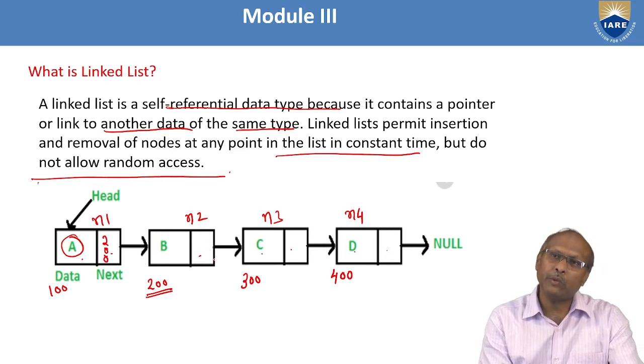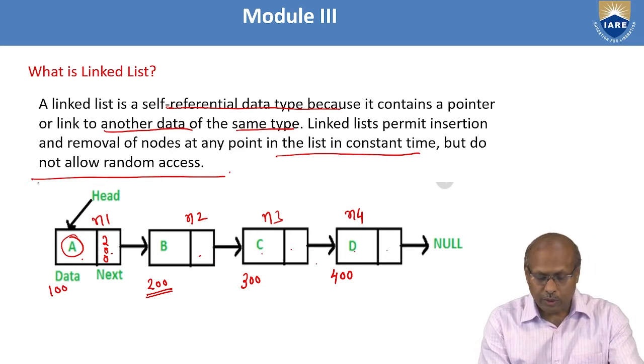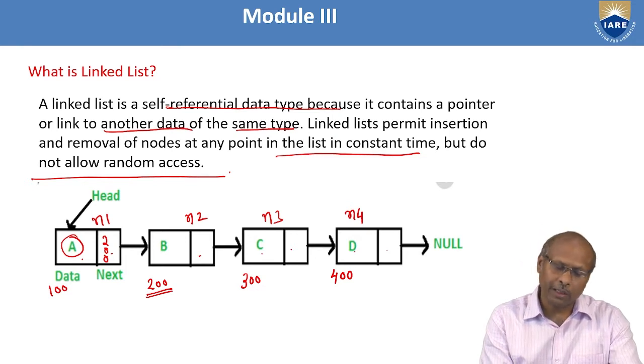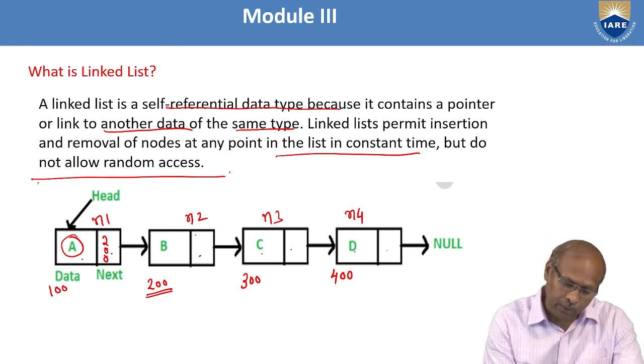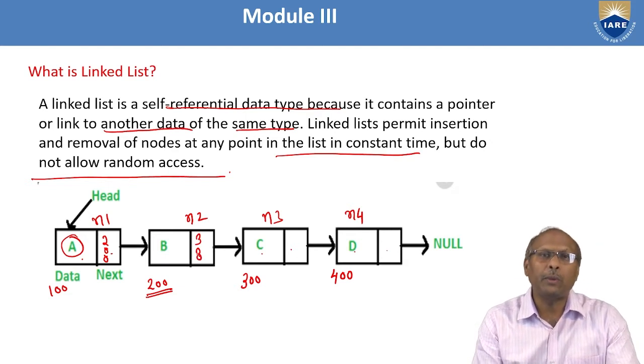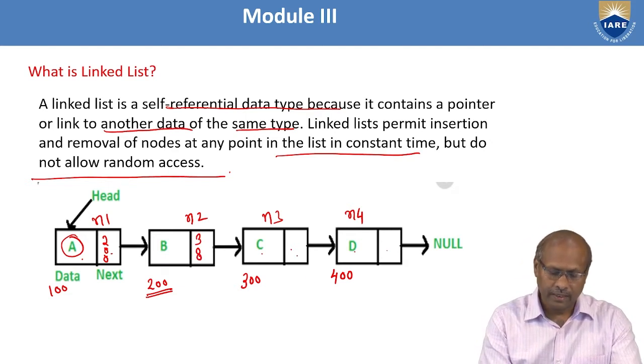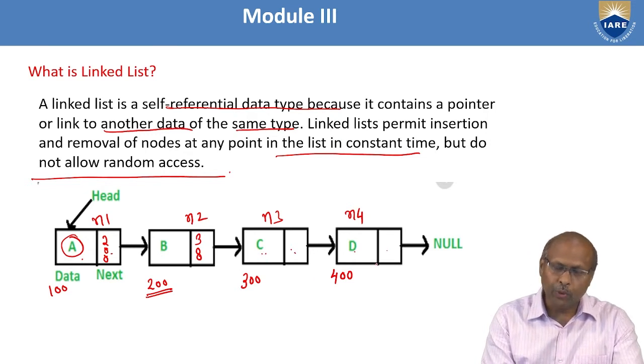Similarly, the second node is pointing to the third node. The address of the third node is 300, so the second node's next pointer will be pointing to 300. Every pointer will be storing the address of the next node. Similarly, this is the third node, where the value is C, and it is pointing to the fourth node. The address of the fourth node is 400, so here you should write 400.